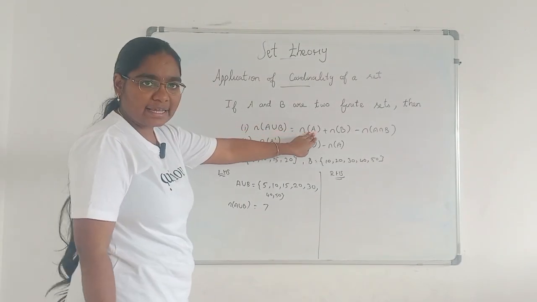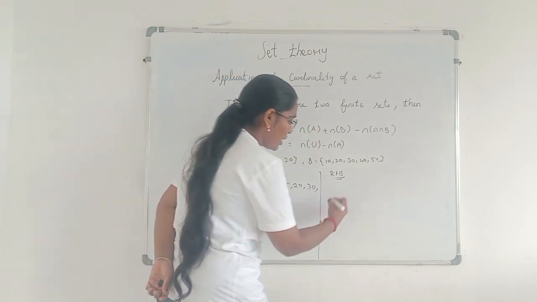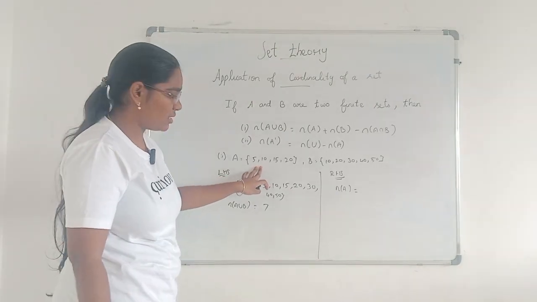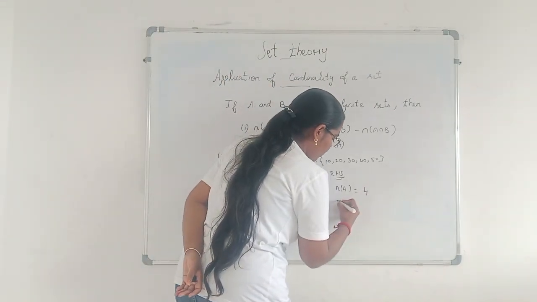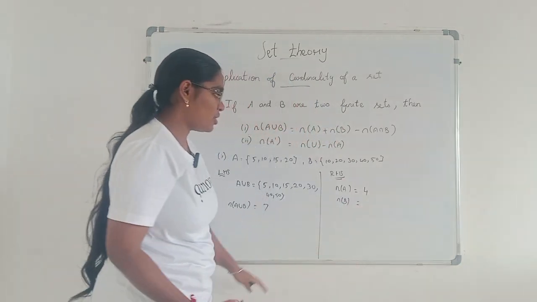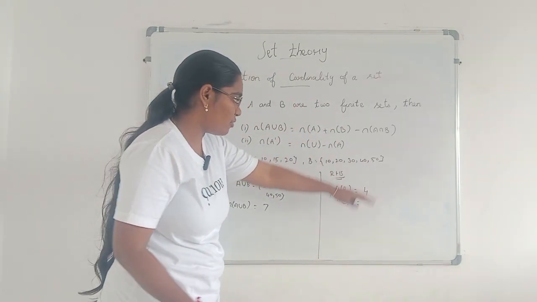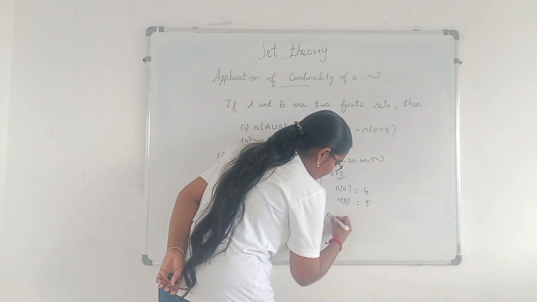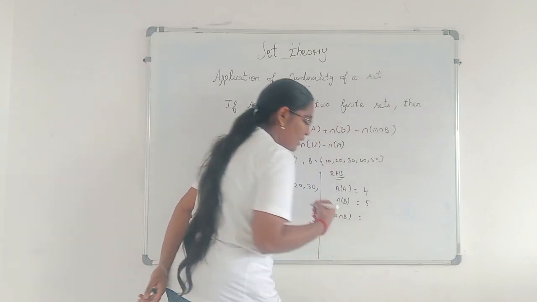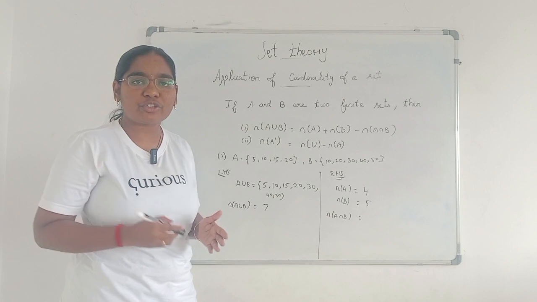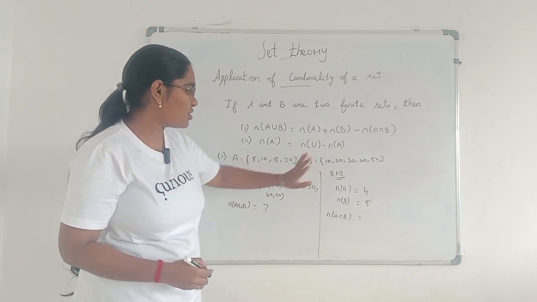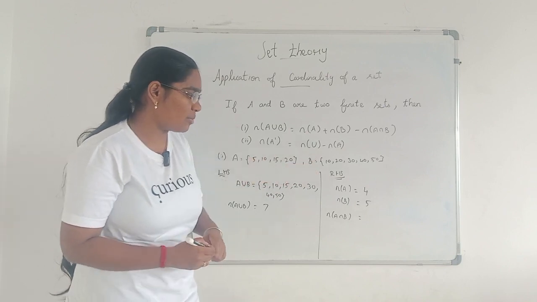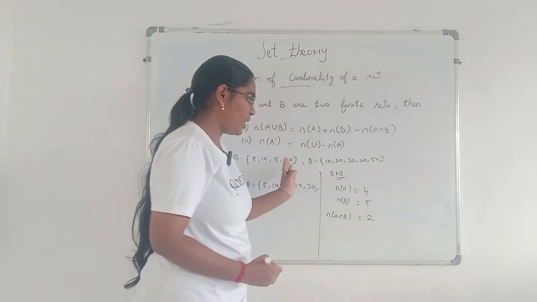Next, take the right hand side. First find the n of A. n of A denotes the number of elements in A. So, the cardinality of A is 4. n of B, the cardinality or the number of elements in B is 1, 2, 3, 4, 5. Next, n of A intersection B equals the number of elements that are common to both A and B. 5 is not common, 10 is common, so 1, 15 is not common, 20 is common. So 2 elements are common to both A and B.